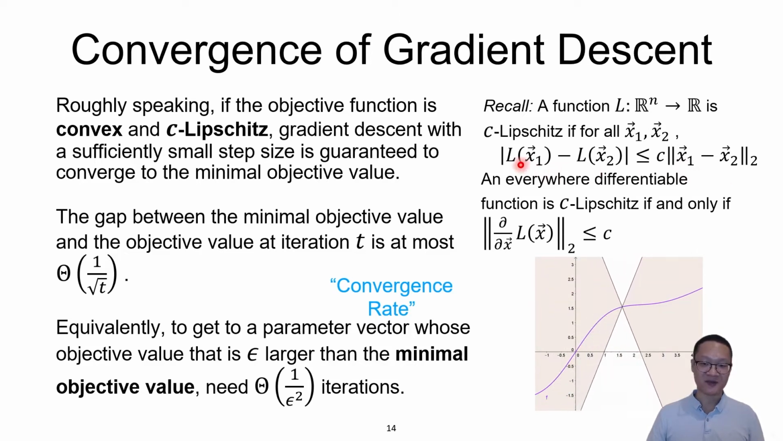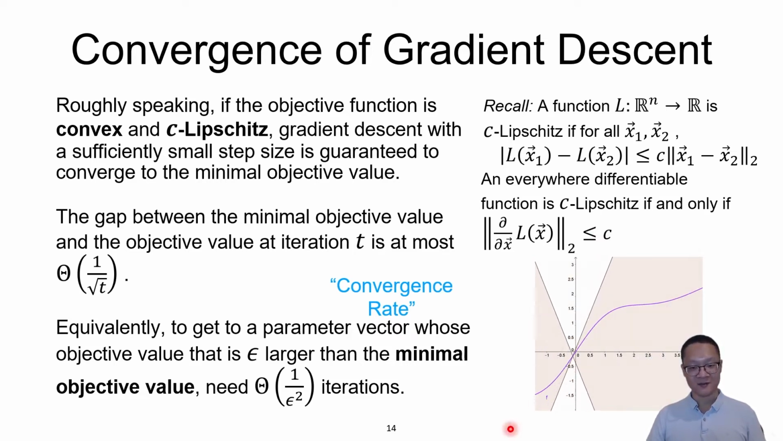If the L function is everywhere differentiable, then this condition can be simplified to the norm of the gradient of L is always less than or equal to C everywhere. This is illustrated by this picture here. In the purple, we have a differentiable function, and these two straight lines have a slope of plus and minus C. As we move along the purple function, it is always above the minus C slope line and below the plus C slope line. This shows that the gradient, or in this case the derivative, is always less than or equal to C. So the purple function is a C Lipschitz function.